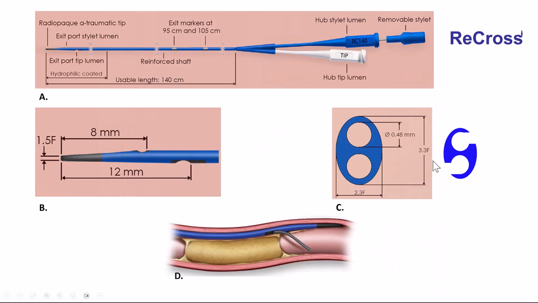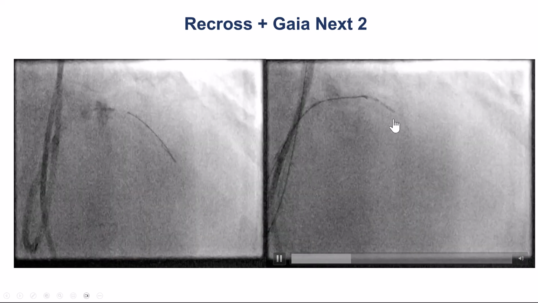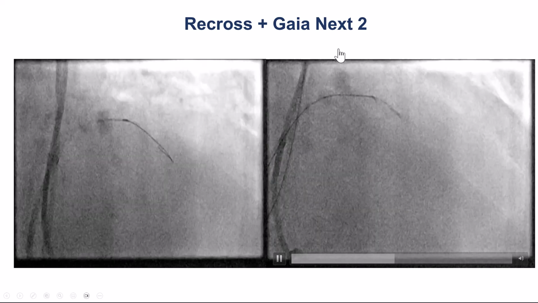And this is what we decided to do in this case, and specifically we used the ReCross dual lumen microcatheter. That is the only one that has two over-the-wire lumens. So the one in the white exits at the tip and about 12 millimeters more proximally. The one in the blue exits at 8 millimeters from the tip. So this way, we can move with either wire, having full control and being able to exchange them because they communicate all the way back to the end of the catheter. So this is the ReCross dual lumen microcatheter, and this is a Gaia Next 2.